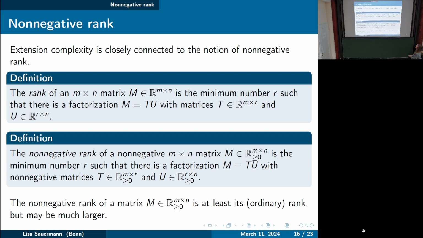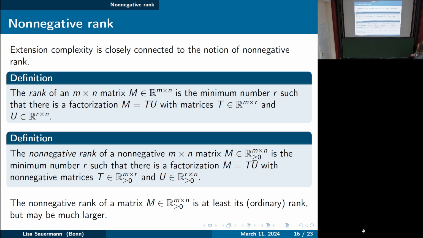So the non-negative rank of a non-negative m by n matrix, defining non-negative rank only makes sense if the matrix in the first place is non-negative. So you take an m by n matrix where all entries are non-negative real numbers, and then the non-negative rank is the minimum number r so that there's again a factorization of M as T times U, a non-negative m by r matrix and a non-negative r by n matrix. So it's the same as above, except that you force the matrices T and U to have non-negative entries.